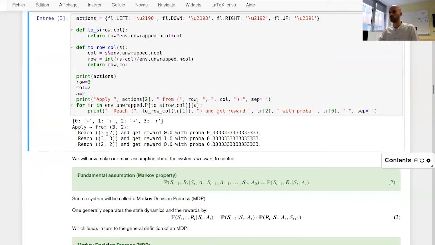So if you apply moving right from state 3-2, you actually reach the same state. You stay where you are with probability 1/3 and get reward 0. You reach the goal and get reward 1 with probability 1/3, and you reach the state that's just above you with probability 1/3 and reward 0.